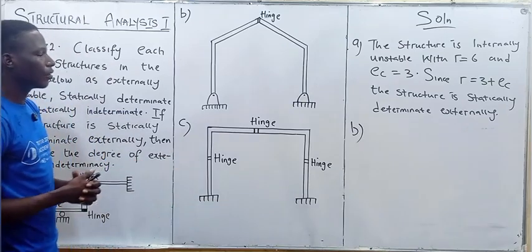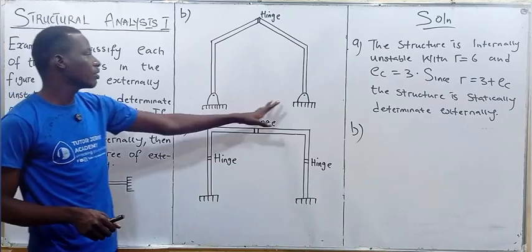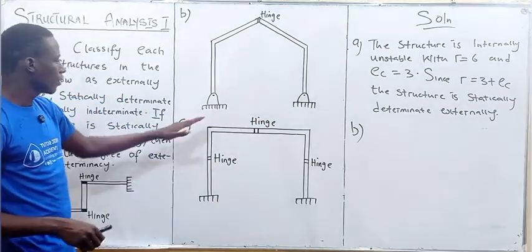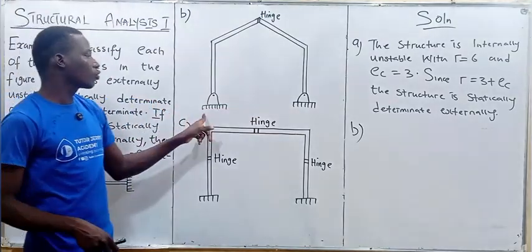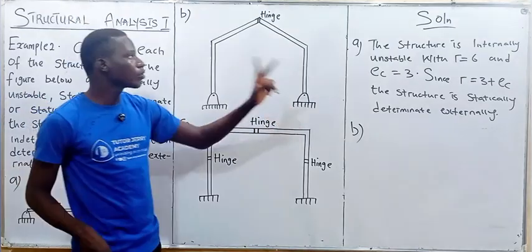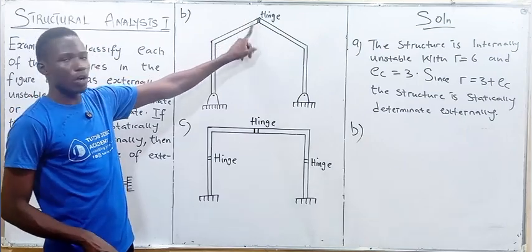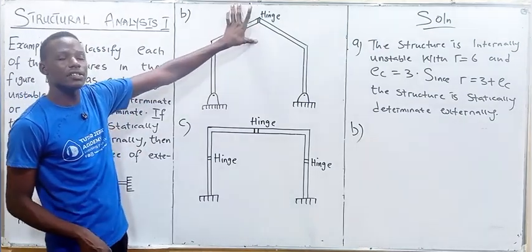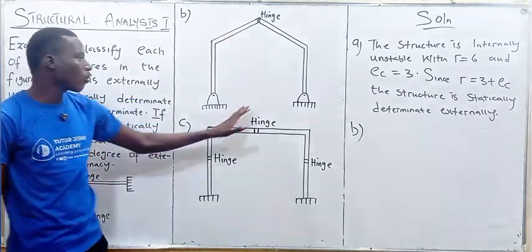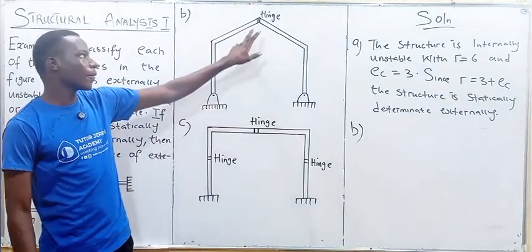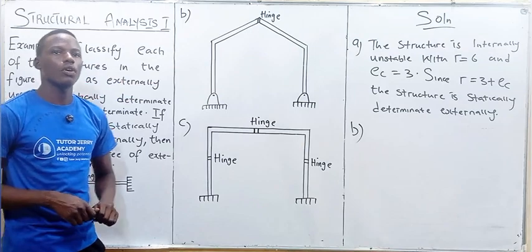as you can see on the board, it has two hinge supports. This is a hinge support, this is a hinge support. A hinge support will produce 2 reactions. So 2 plus 2 is 4. Take note. We also have a connection here, which is just one single connection, and it's a hinge connection. So it will produce one equation of condition. So R is equal to 4, and E sub C is equal to 1. Take note of that.